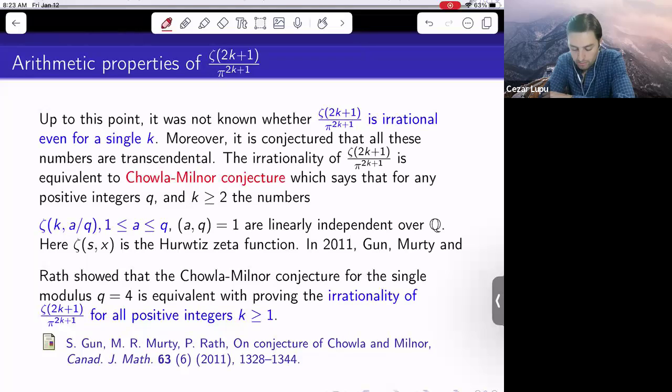In some previous work of Gun, Murty, and Rath, basically they showed that the Chowla-Milnor conjecture for the single modulus q equals 4 is equivalent to proving the irrationality of this ratio, zeta of 2k plus 1 over pi to the 2k plus 1, for all positive integers k greater than 1. Wow, that's pretty interesting. Because it seems to be out of reach at this point, but it looks like they're equivalent.